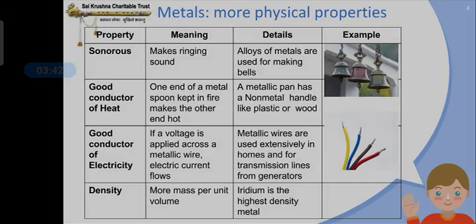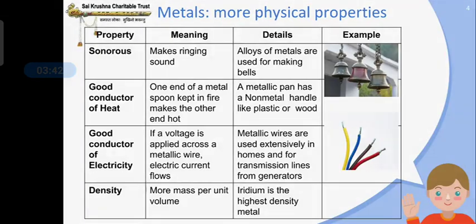Next property is sonorous, which makes a ringing sound. Alloys of metals are used for making bells. Have you all seen the bells in the temples? Yes. We use metals to make bells because they are sonorous. And metals are good conductors of heat. One end of a metal spoon kept in fire makes the other end hot. Did you all observe this?